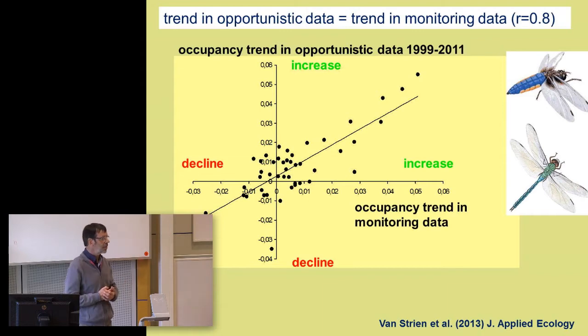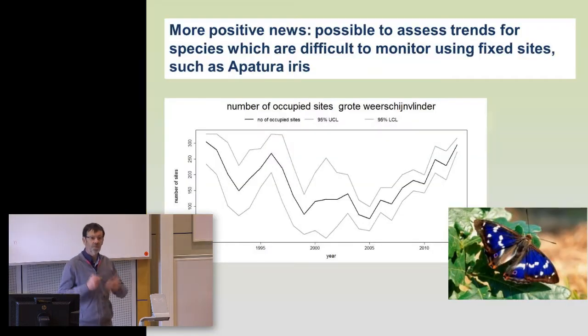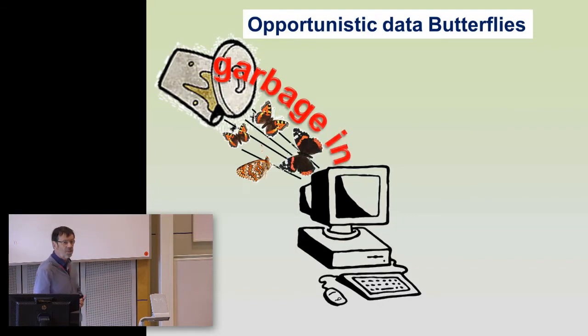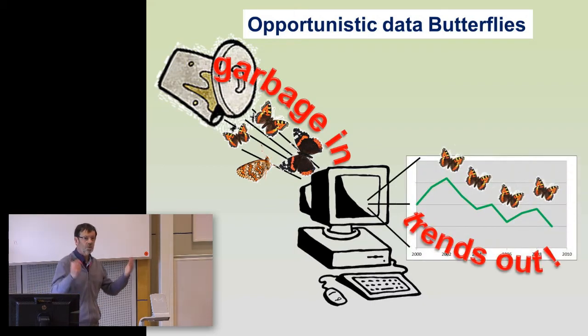So we became, and we have more positive news, we could also get trends for species for which we were never able to monitor using fixed standardized monitoring like this one, because this species is rare in the Netherlands, it's very mobile, you never know where it shows up. So, yeah, all positive news. So we became over-optimistic, of course, and we thought, oh, okay, garbage in, trends out. That's the way we would like to see it.